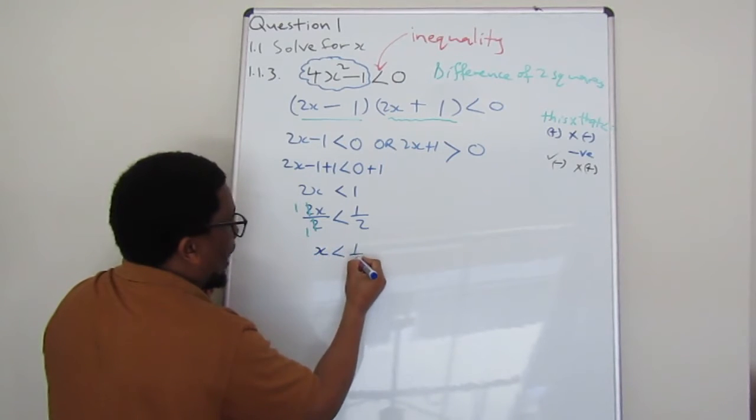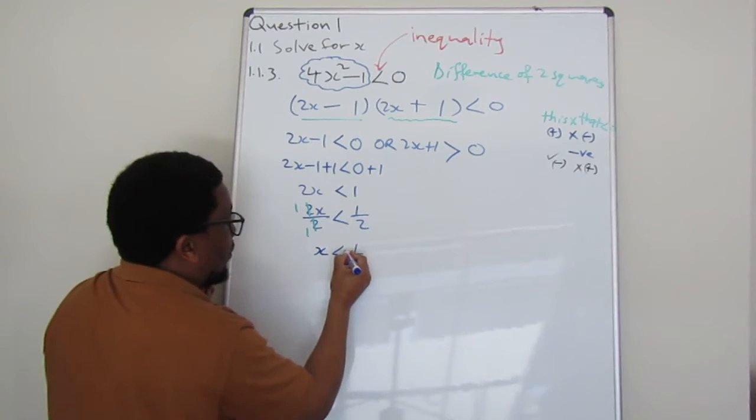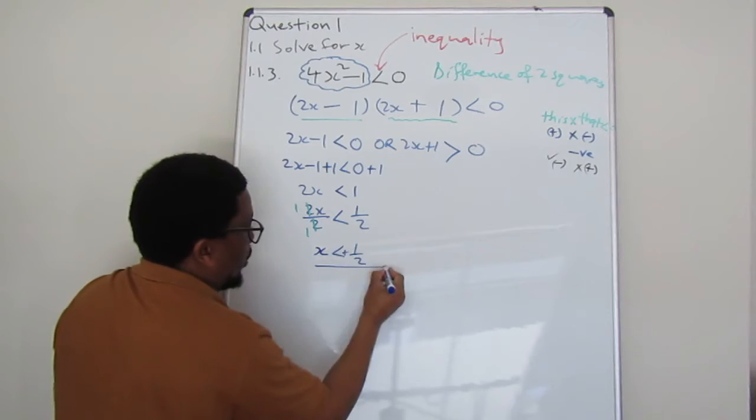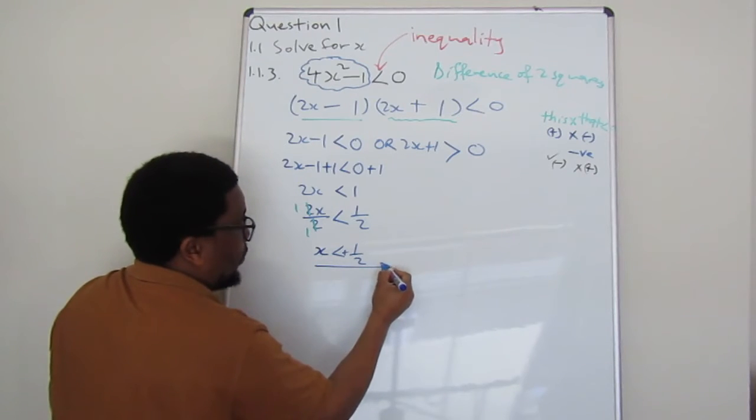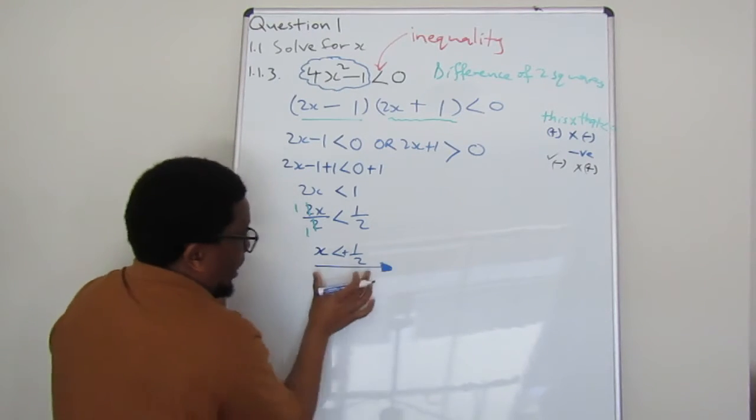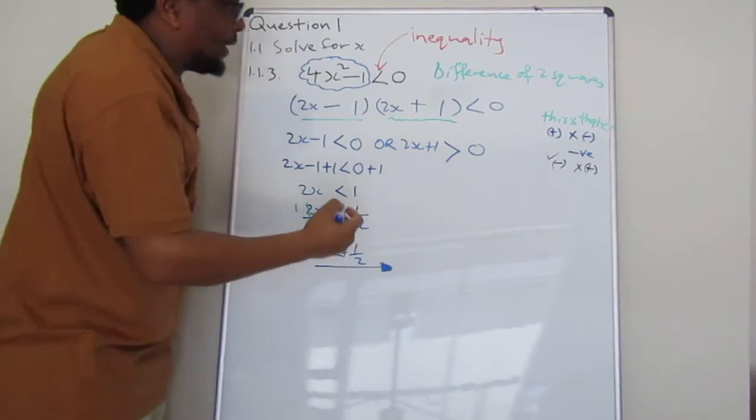Less than 1 over 2. Positive 1 over 2. Less than positive 1 over 2. That's beautiful. I love this. I have solved this side. Let's go to the other side.